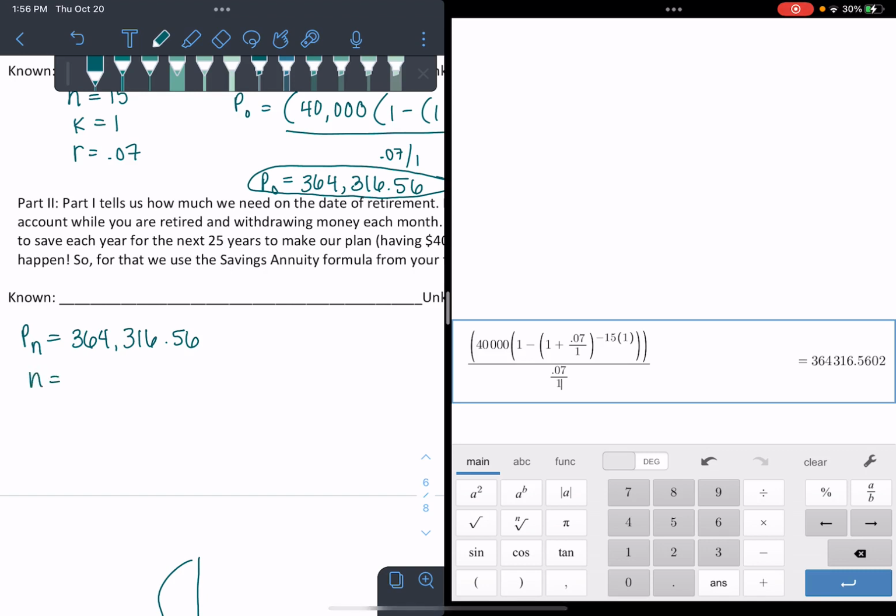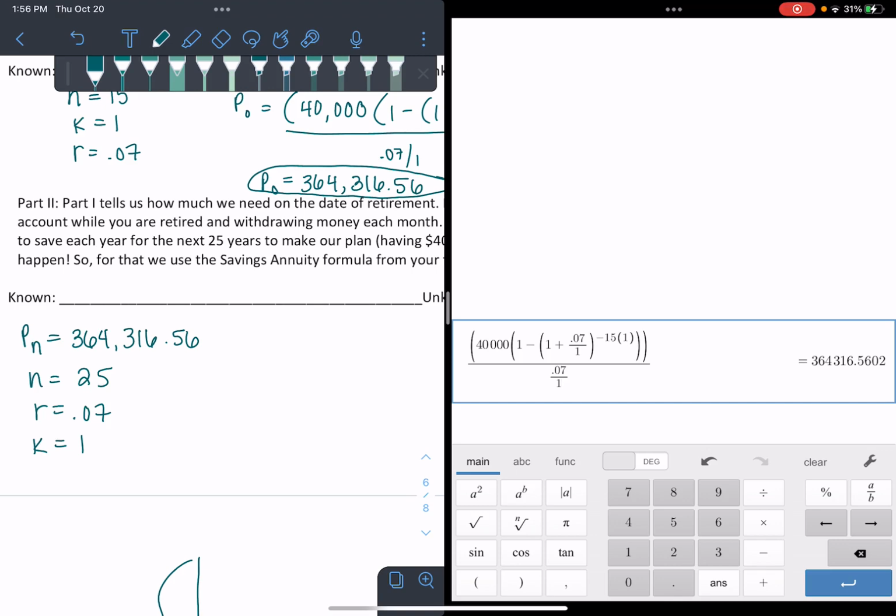N is going to be 25 years of hard-earned saving. R is going to still be my 0.07. My K is still going to be 1 because we're only saving once a year. Yes, this is a little weird because most of the time people don't save once a year. They save maybe once a month or maybe even once every paycheck. So maybe this is not what you would do, but for this problem, K is 1.